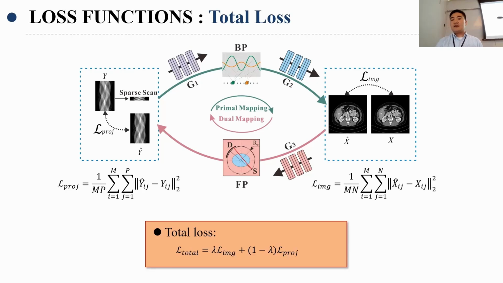In this study, MSE loss is used in both primal and dual mapping. The total loss is the weighted sum of both terms. As shown in the figure, lambda is set to 0.8 empirically.